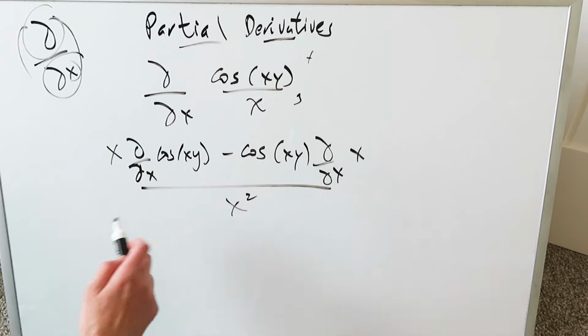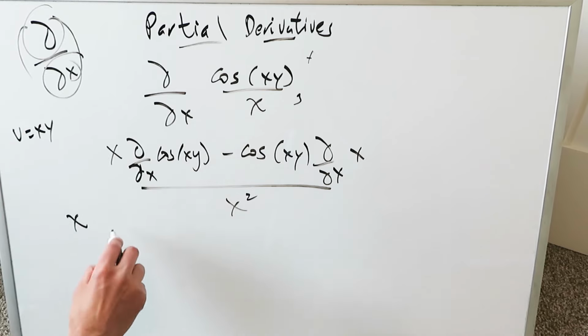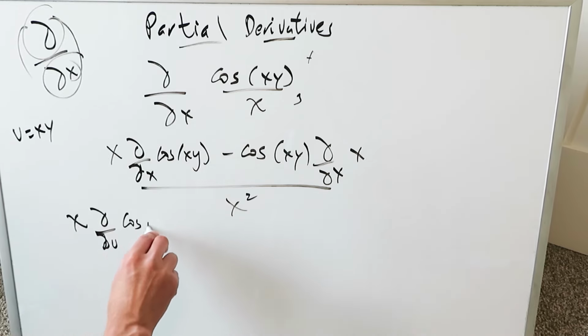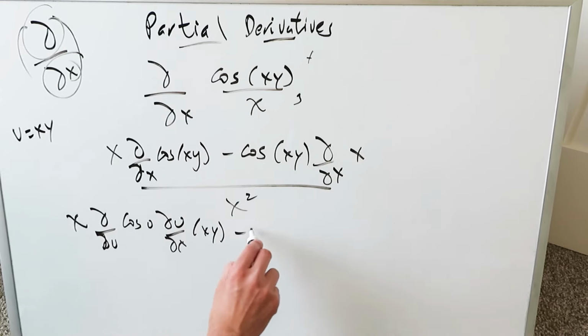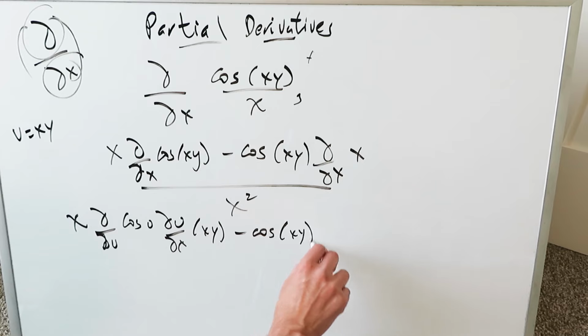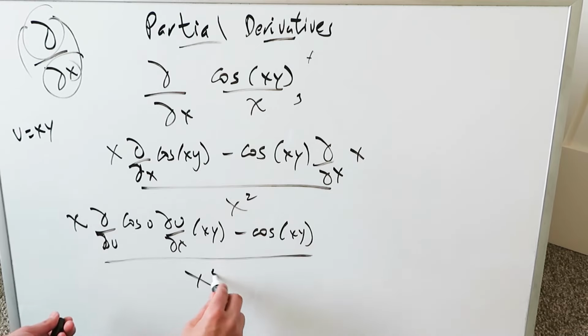This over here will bring in the chain rule. If u is equal to xy, we can do that. u is equal to xy, then you're looking at the partial derivative with respect to u. And then you're looking at cosine u and then partial derivative of that u with respect to x. We have x times y minus cosine xy. The derivative of x is just a 1. We can be done with that over x squared.